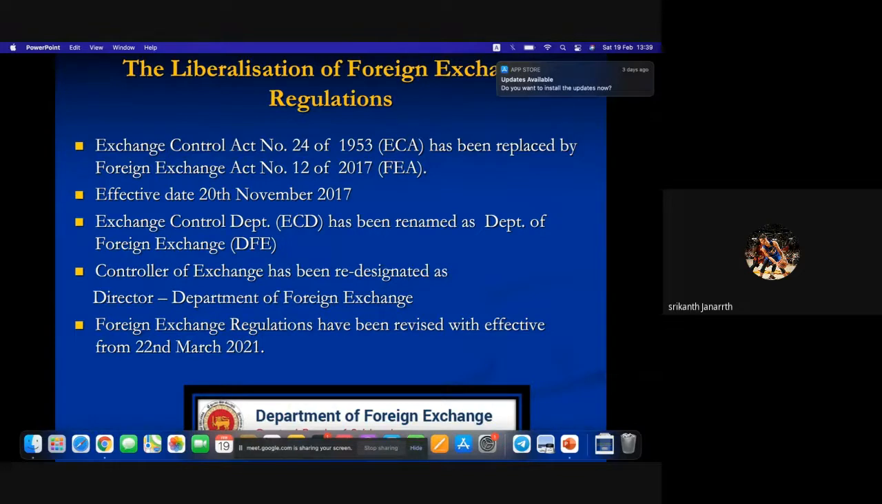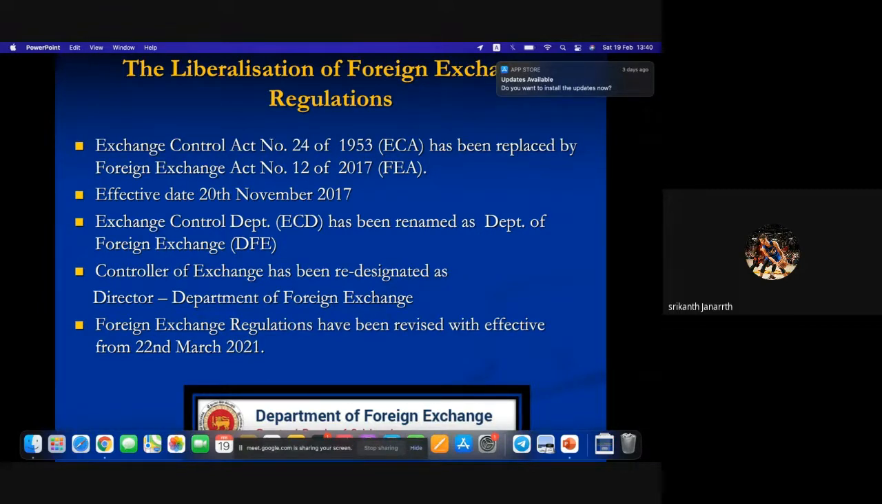The effective date of this new act is the 20th of November 2017. So you could see exchange control is the word they wanted to get rid of. Therefore, the Exchange Control Department has also been renamed the Department of Foreign Exchange. You can see the logos there. That's how it's structured: Department of Foreign Exchange, right?